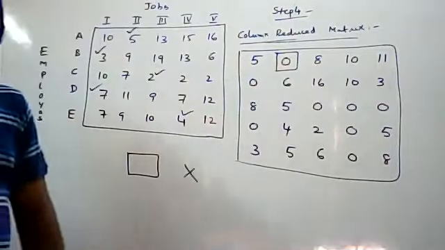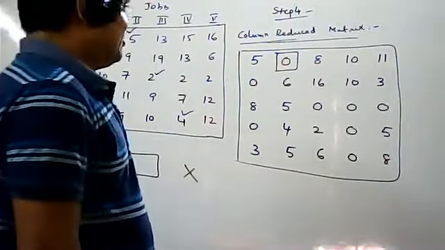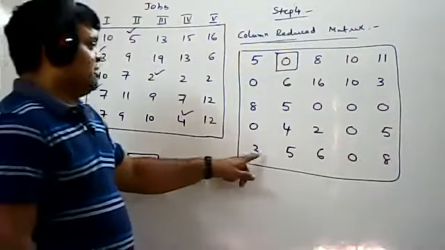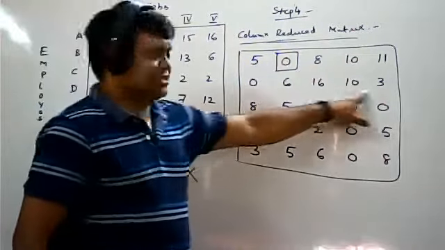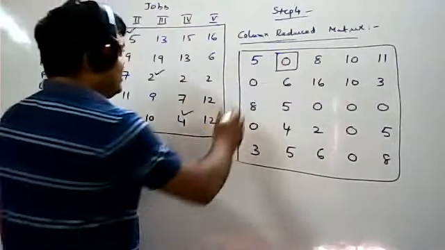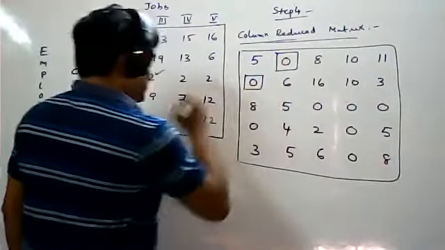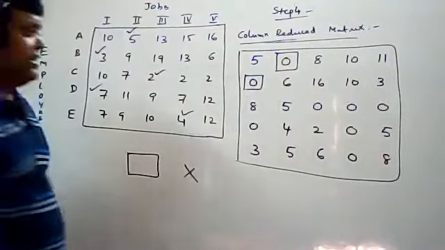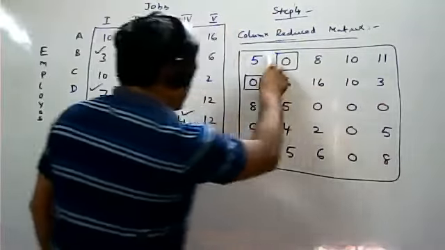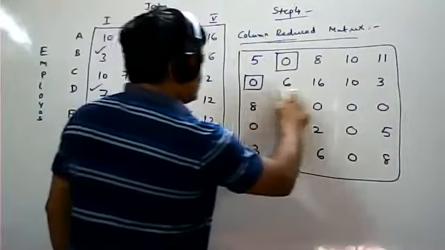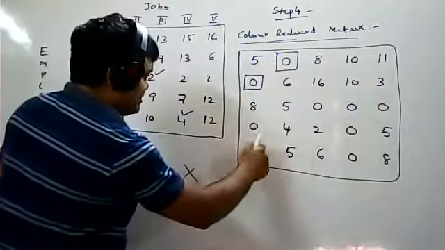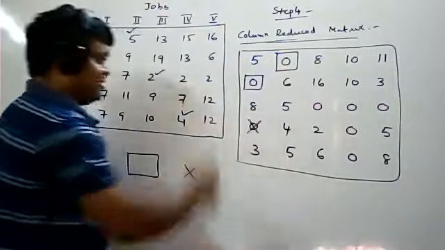Next, repeat the procedure. Again go for single zeros. Is there any row consisting of a single 0? The fifth row has a single 0, and the second row also has a single 0. I will take it in order, so the second row. Directly make the assignment. Any other zeros in the row side or column side should be crossed off. Row side zeros are not there, but a column side 0 is there. You can cross that 0.